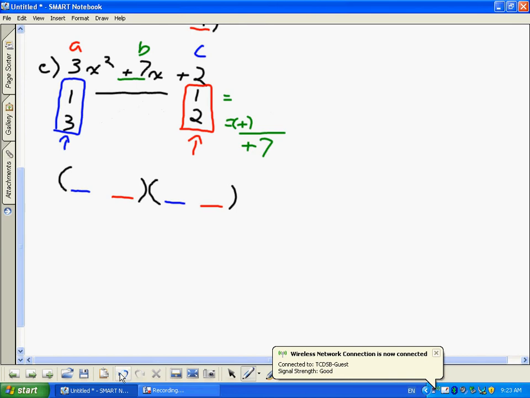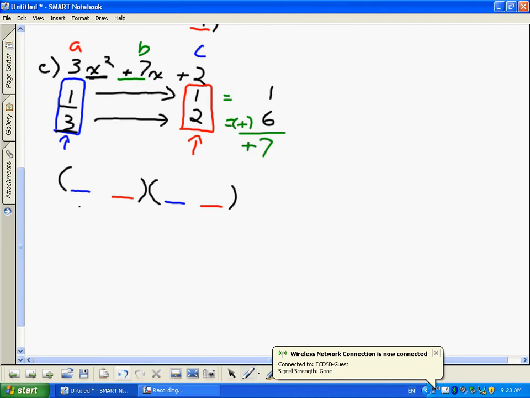Okay? Let's try them straight across now. 1 times 1 is positive 1. 3 times 2, positive 6. 1 plus 6 is 7. That worked. Okay? So now that that worked, I know for a fact that's my verifying that these are the right factors.